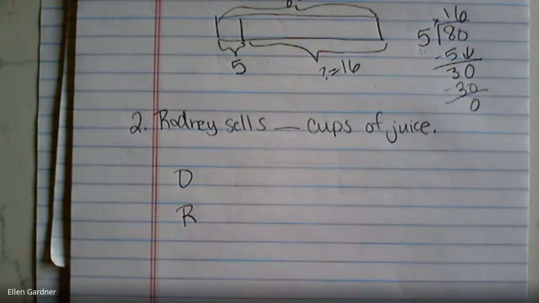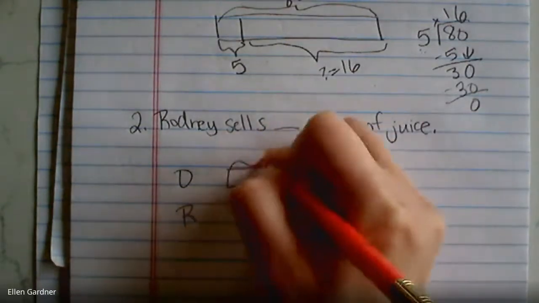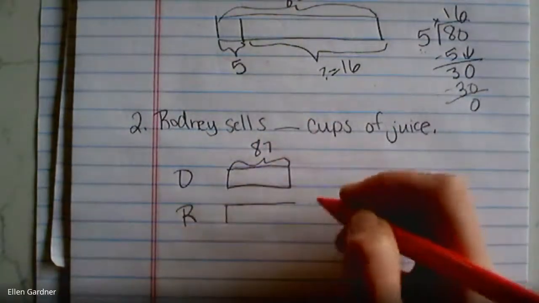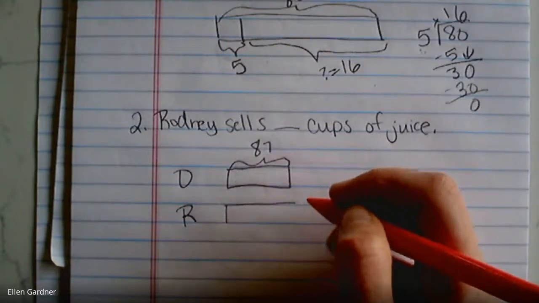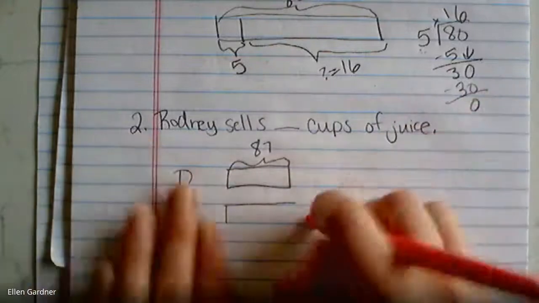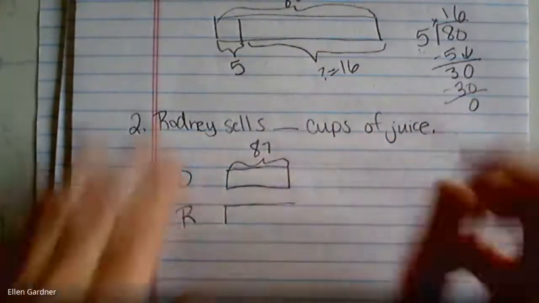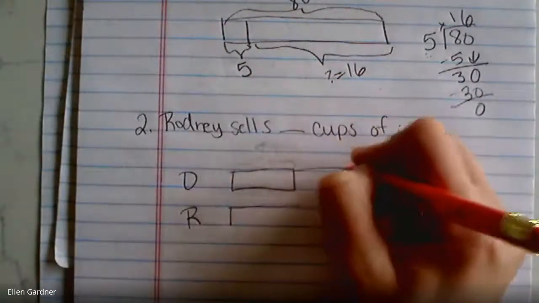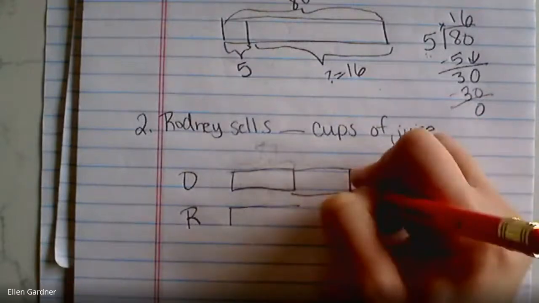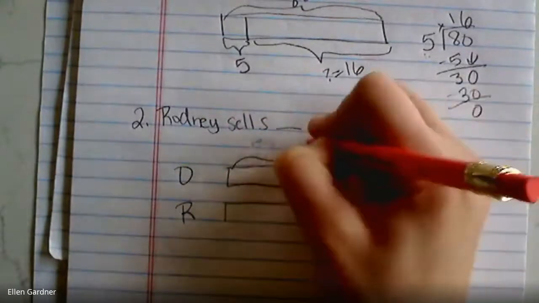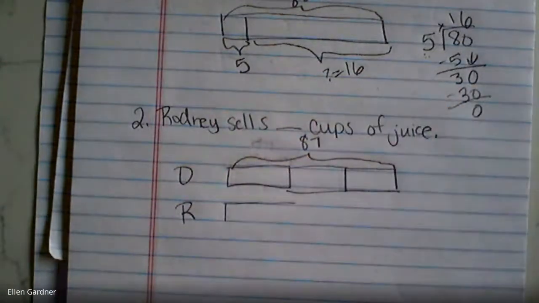Now remember, we know how much Daniel sells. Daniel sells 87 cups of juice. So we know what 1 unit equals, and we know Rodney, oh, I'm sorry, I was getting that mixed up. Daniel sells 87 cups of juice, and that is 3 times as much. So we're going to draw 3 units for him because it's 3 times as much. And we also know that 87 is the total.